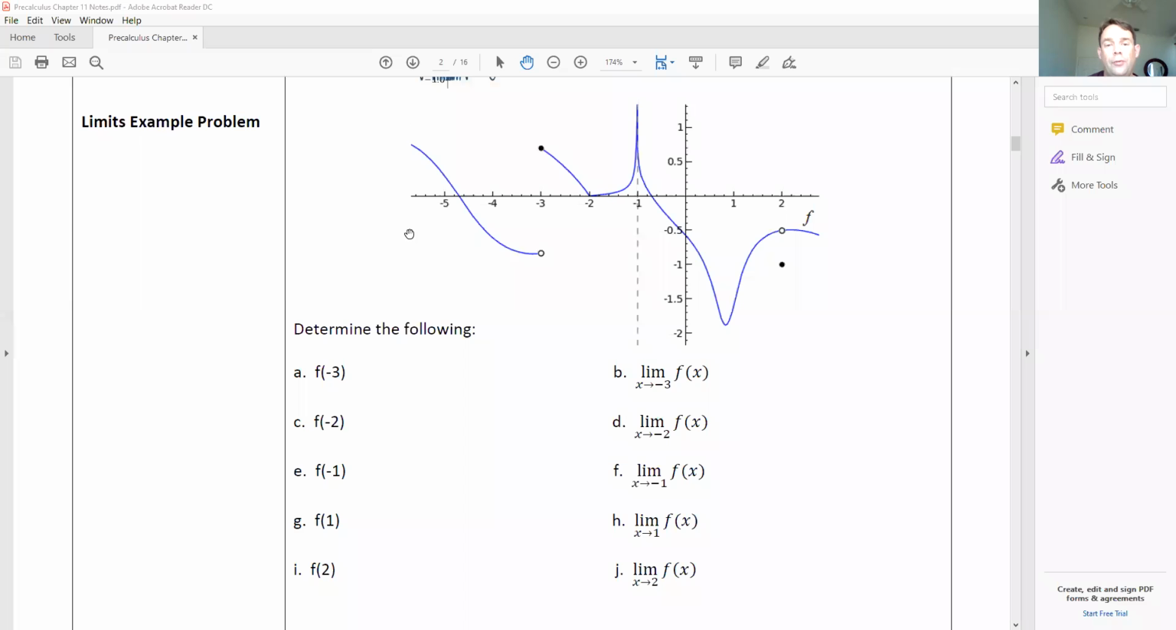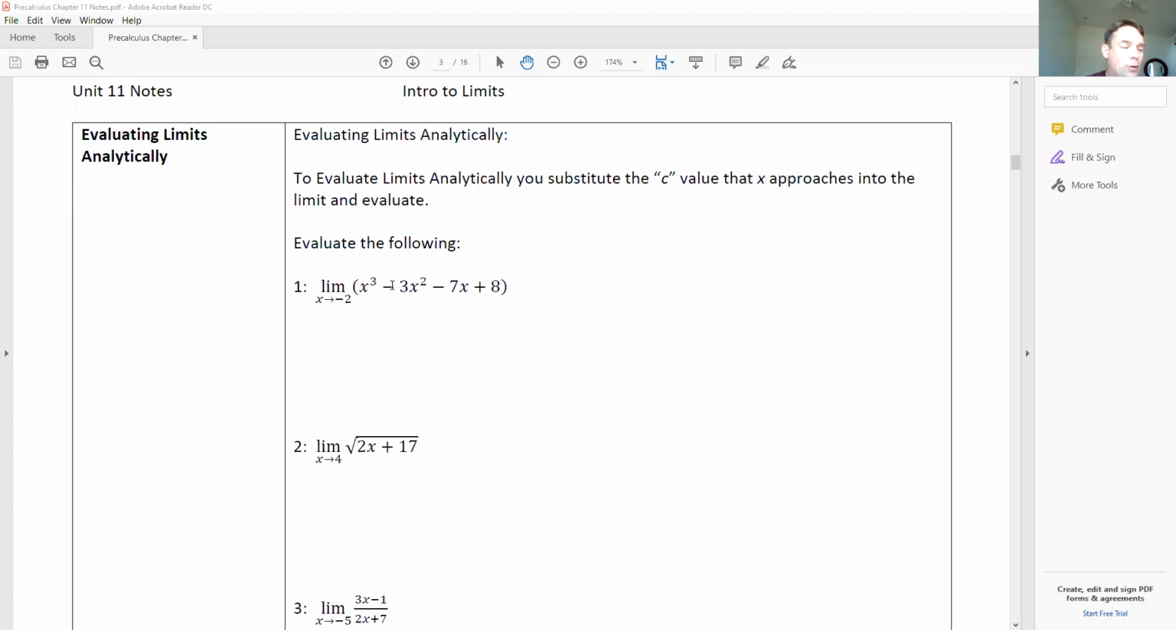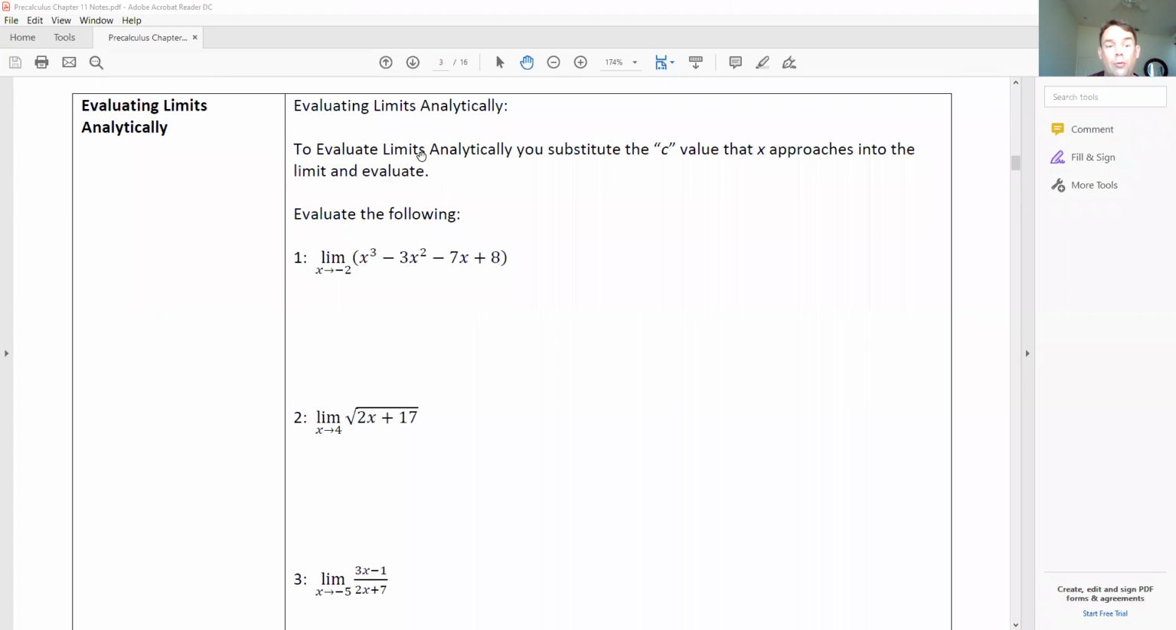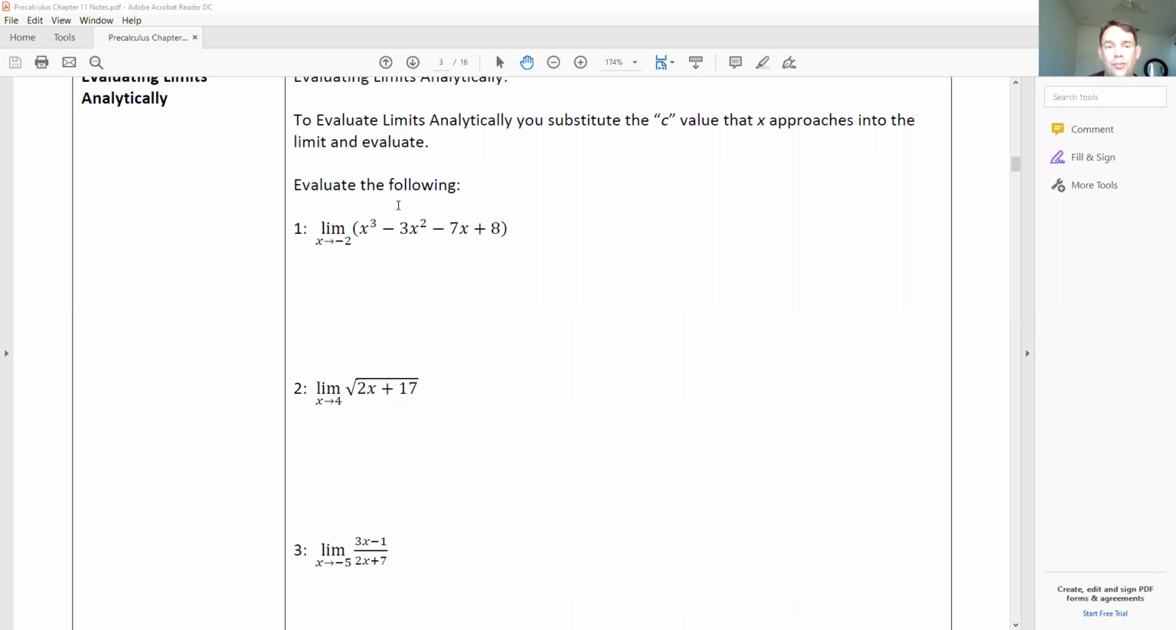So last thing we're going to talk about is that's how we evaluate them by graphing. How do we evaluate them analytically? Or in other words, how do we essentially plug them in? So to evaluate analytically, basically whatever x approaches, just plug it into your function. So the biggest thing here, don't overthink it, just plug it in. So 2 cubed minus 3 times 2 squared minus 7 times 2 plus 8. See, if they ask you to evaluate it analytically, all you're doing is just plugging it in.